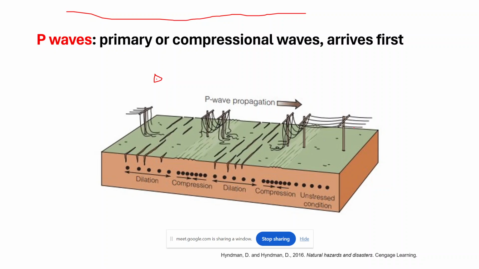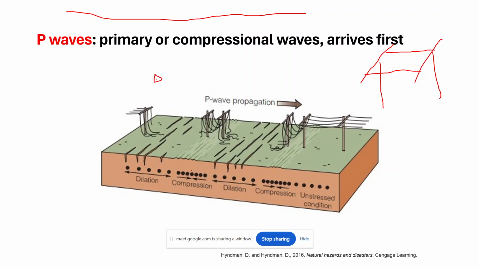But if it was normal, I'm not drawing it very properly, but if it were a normal situation, the electric lines would have been intact like this, right? So if they are broken, that means they are stretched and then compressed. So that is what you're seeing here. Here they are being stretched. That is known as dilation, and it got broken.